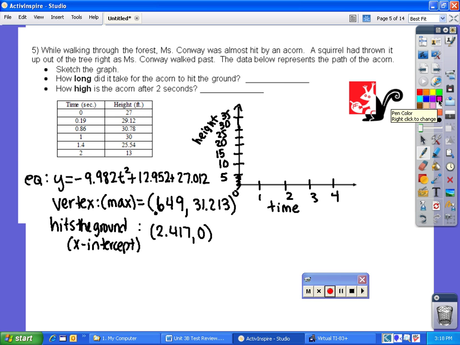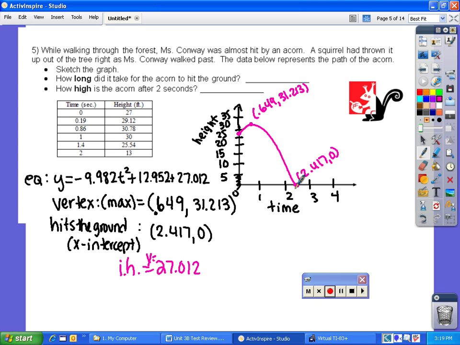Your initial height is at 27. So we're going to go up to 27, which is right here, and make our initial height. Now we're going to go to 0.649, which is past the middle of 0 and 1, and go all the way up to 31. Okay, the next thing we're going to do is 2.417, which is right before the middle of 2 and 3, and plot that. Now make sure that you label. And connect your dots.